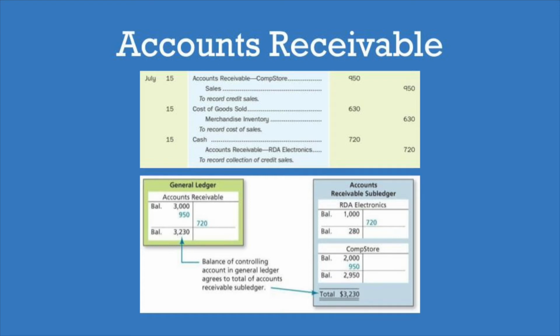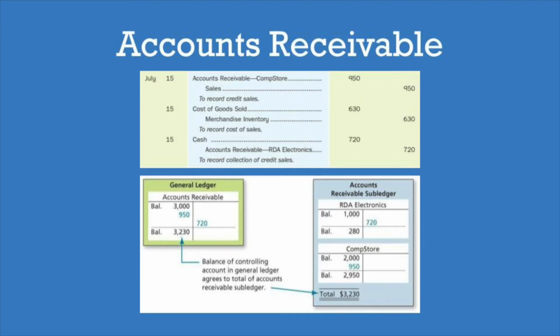Let's take a look specifically at the journal entries that would be required. So for example, on July 15th, let's assume that Comp Store came in and bought $950 worth of gear from us. So we would record a debit of accounts receivable. This is an asset account that's going up. We would debit accounts receivable to Comp Store for $950, and we record sales revenue as a credit for $950.